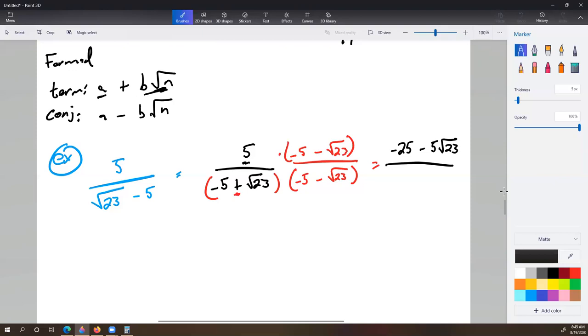Now, on the bottom here, we're going to need to FOIL again. The good news is I already know we're going to be canceling stuff out, so I'm not going to be too stressed about it. So we're going to get negative 5 times negative 5 for our first, so it's going to be 25. All right, outer, so negative 5 times the negative square root of 23, so plus 5 square root of 23. Inner, so we're going to get negative 5 times square root of 23, so minus 5 square root of 23. Look at that, we're already canceled.